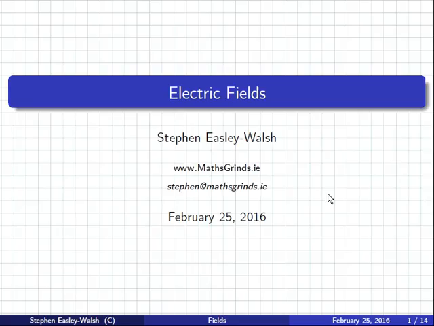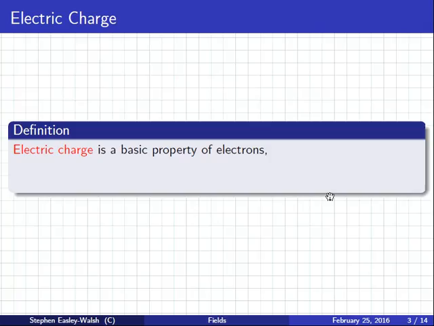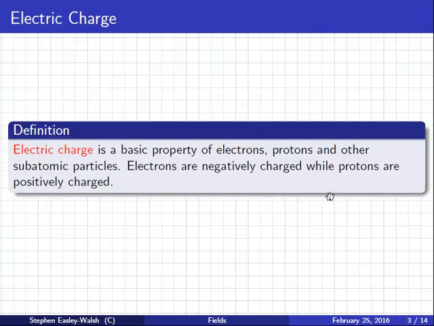Okay, did you write that down? Yeah. So, chapter 5, or section 5 of the course is fields. And this is the first lesson of it, electric fields. Okay. So, it's not too difficult to start with, and some of the stuff you'll know from chemistry already.